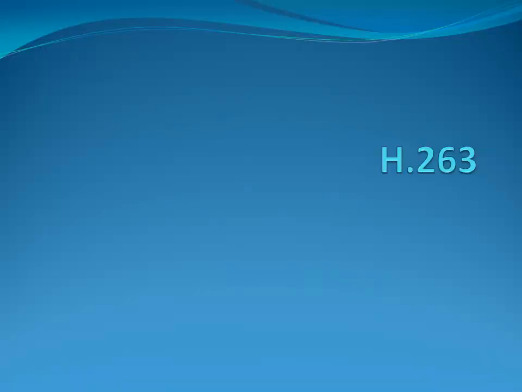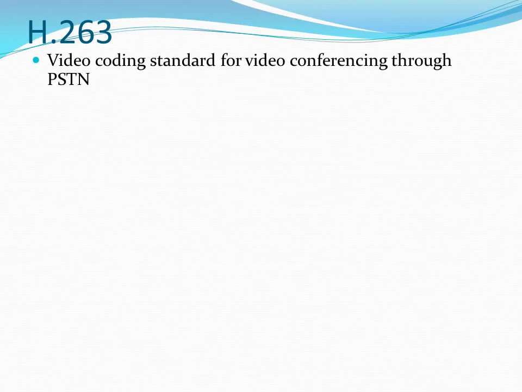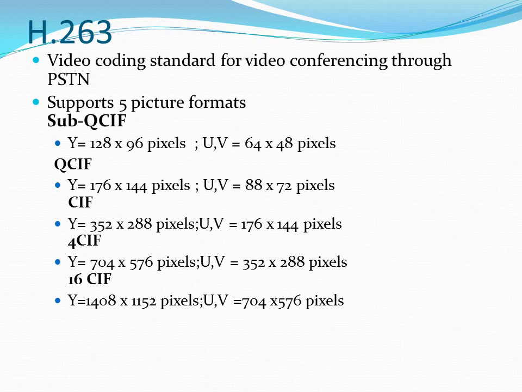The next standard is our H.263. There is a slight variation between H.261 and H.263. H.263 is used for video conferencing applications, whereas its data rate is comparatively lesser than our H.261, and it supports 5 picture formats: sub-QCIF, QCIF, CIF, 4CIF and 16CIF.